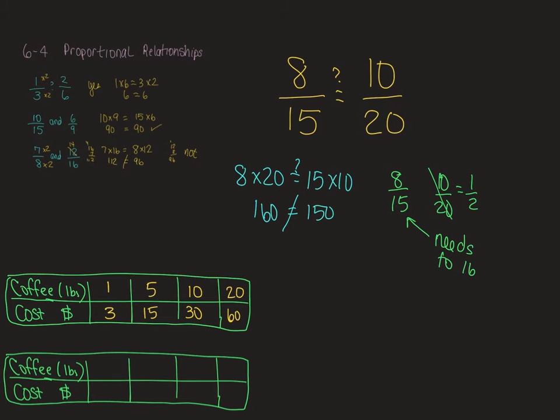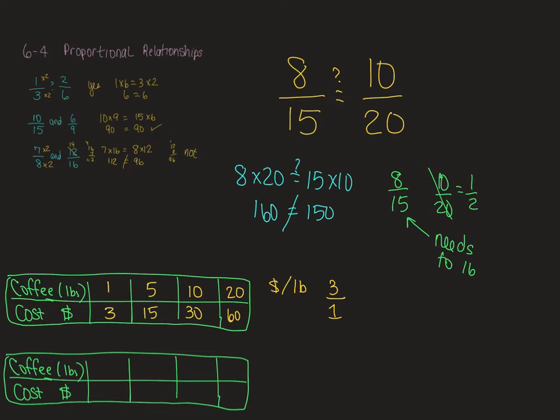All right, now let's look at a table of information. It's just a chart or a table. So I've got some coffee and I've got price. The price of 1 pound is $3. The same company offers a 5-pound bag of coffee for this much money, a 10-pound bag for this much money, and a 20-pound bag for this much money. Is this a proportional relationship? Yes or no? Well, let's make some fractions. Let's do price per pound.